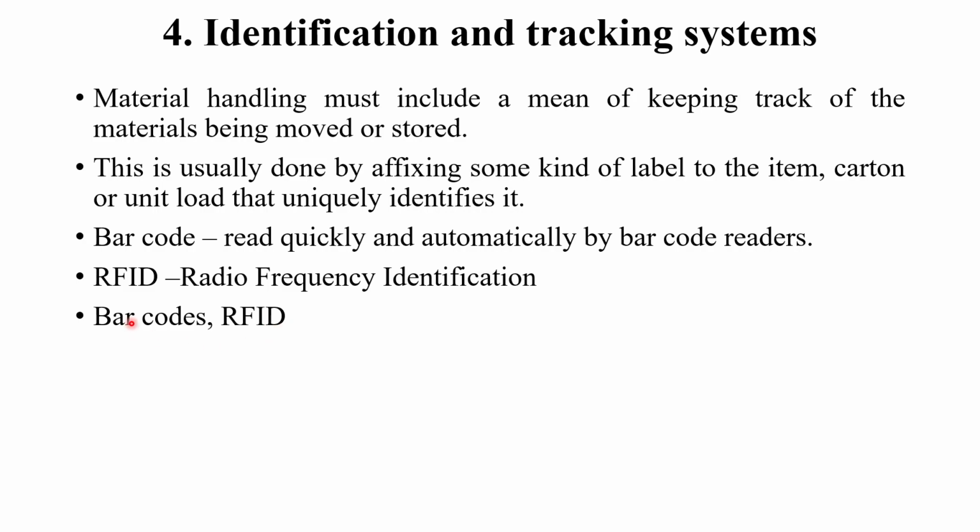Barcode is mainly used in supermarkets, in order to have quick and automatic reading. Another one is RFID, which is mainly used in libraries in order to keep track of the exit and entry of the books. So this is familiar to all of us.